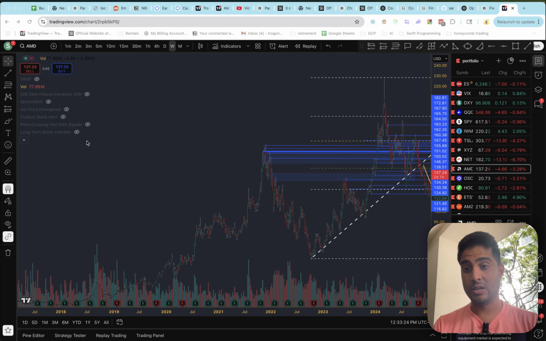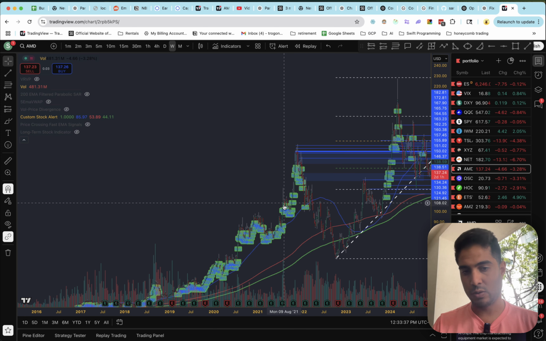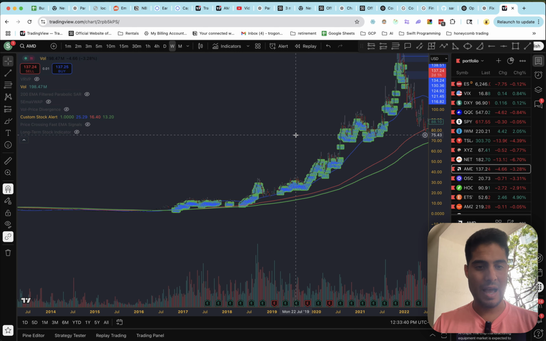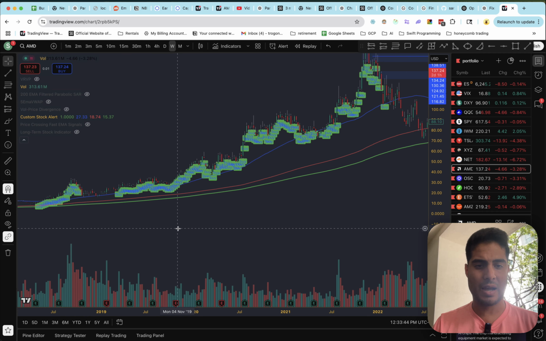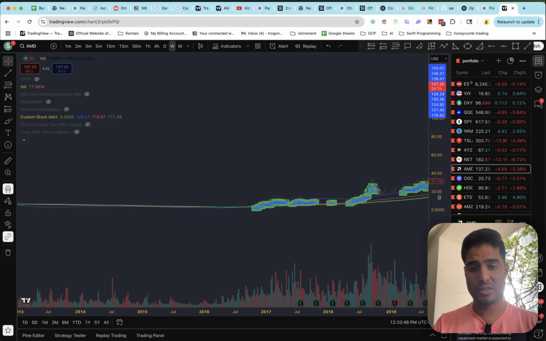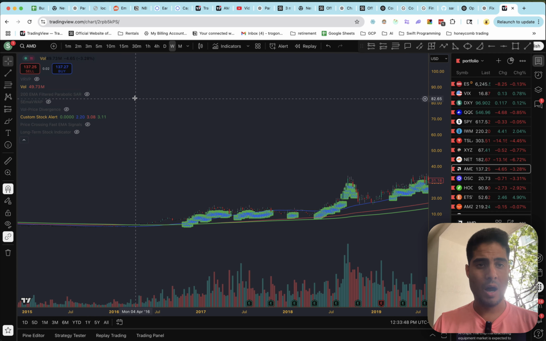So let's say that I do give you access to the indicator. You go to custom stock alert and you put it in, and then you can see the buy signals that it has, right? As you can see, right now we're doing AMD, and let's go back to when it first started going parabolic.